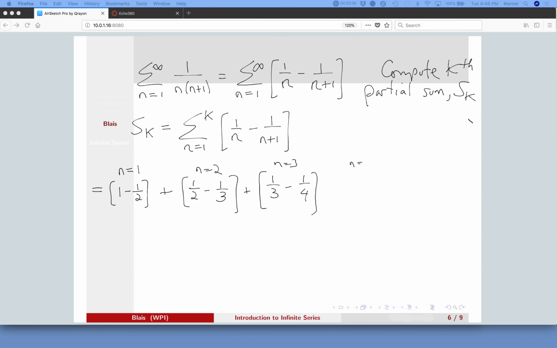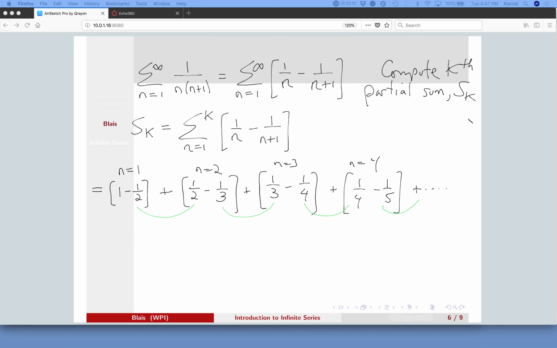For the fourth term, we get 1/4 minus 1/5. And you may notice that there is a pattern here. The pattern is that you see these pairings. The 1/5 will have a partner in the next term. And you see that the signs are opposite.